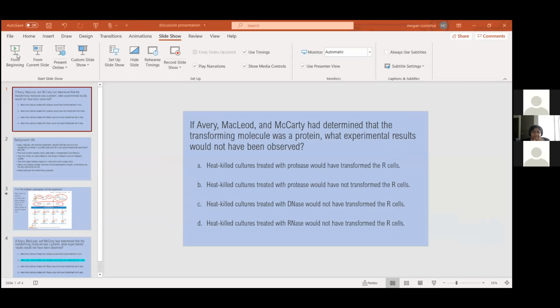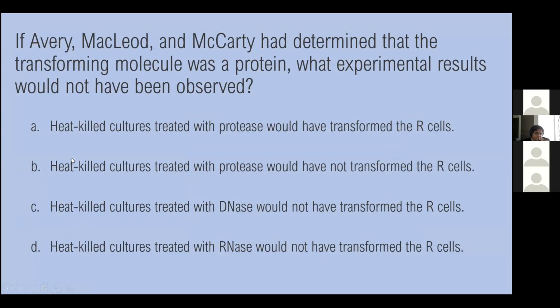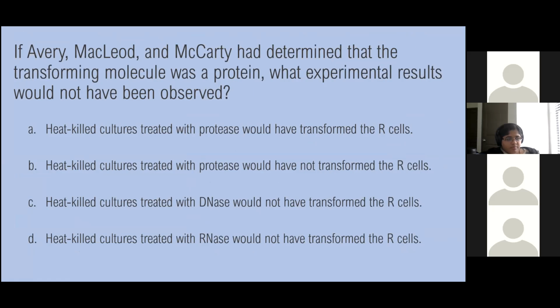So, can you see my screen? Yes. Okay. So my question was, if Avery, MacLeod, and McCarty had determined that the transforming molecule was a protein, what experimental results would not have been observed? So A, heat kill cultures treated with proteins would have transformed the R cells. B, heat kill cultures treated with proteins would not transform the R cells. And C, heat kill cultures treated with DNAs would not have transformed the R cells. And D, heat kill cultures treated with RNAs would not have transformed the R cells.